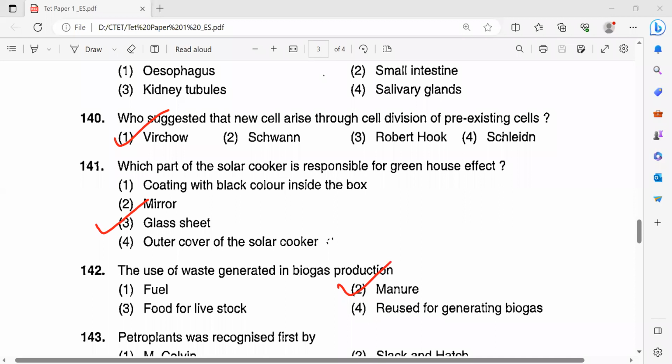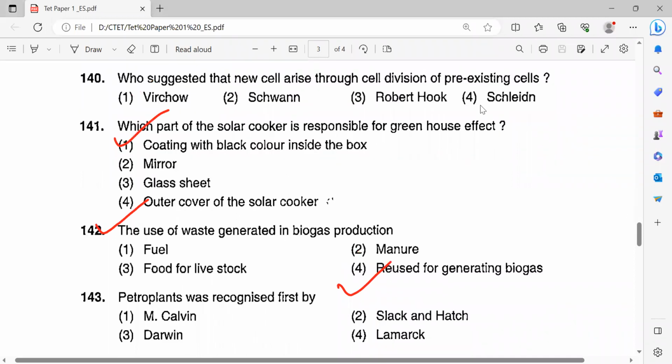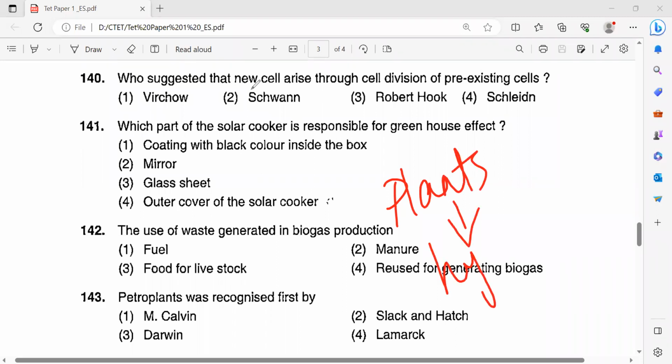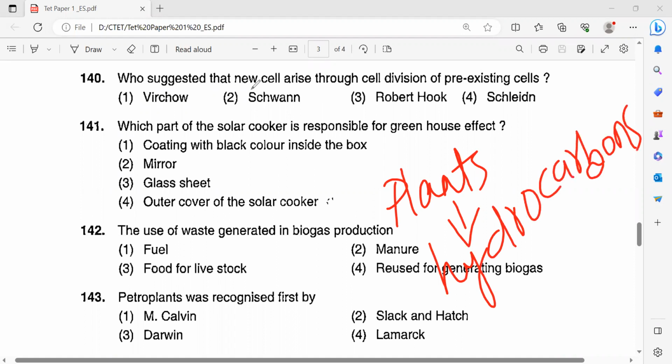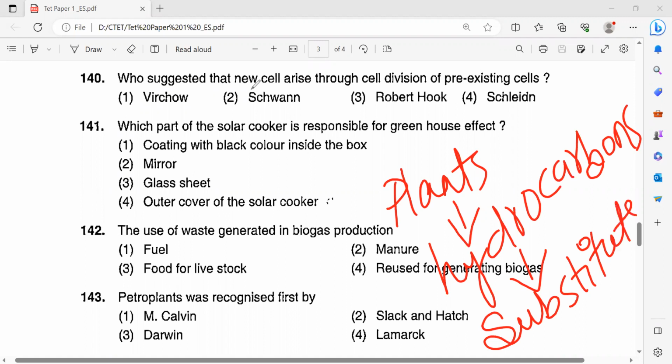Next, petroplants were recognized by... Petroplants means what? There are certain plants which produce certain hydrocarbons. These hydrocarbons can substitute petrol or petroleum chemicals. So petroplants were first recognized by a scientist, M. Kelvin. Petroplants were first recognized by M. Kelvin.